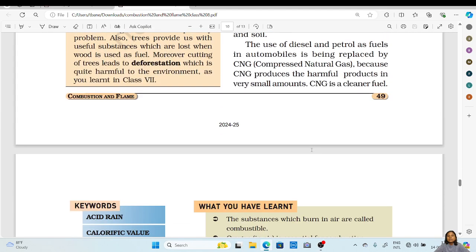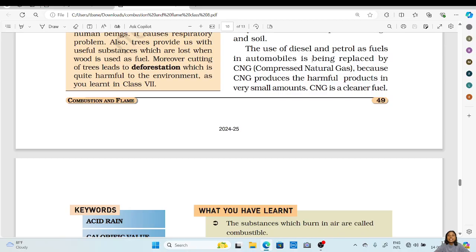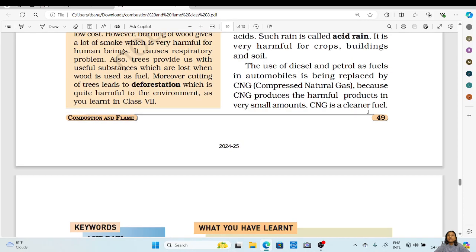and soils. The use of diesel and petrol as fuels in automobiles is being replaced by CNG, because CNG produces the harmful products in very small amounts. CNG is a cleaner fuel. Because these diesel and petrol based fuels are producing carbon dioxide, nitrous oxide, sulfur dioxide, these kinds of gases, the shift is happening from petrol and diesel to CNG. CNG is compressed natural gas. It produces very small amounts of these harmful products, and therefore it is known as a cleaner fuel.